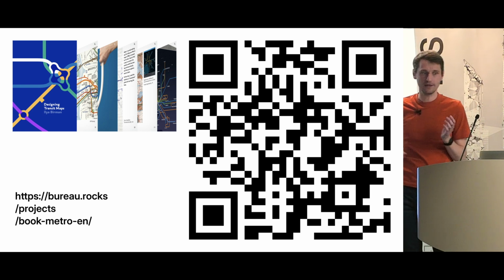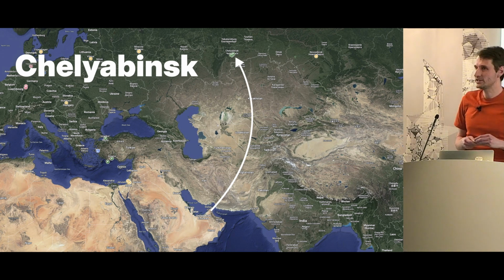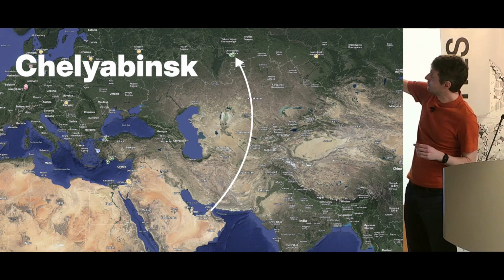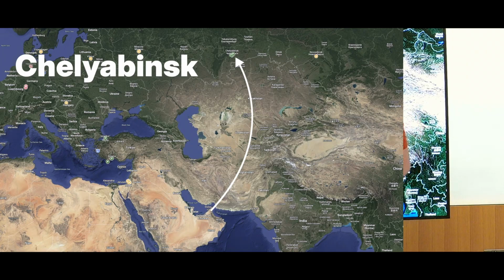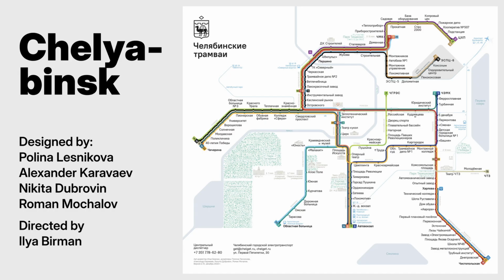I hope it works. And now I want to go through several maps that I either designed myself or was directing the design of, and some other designers did the work, and show you something that I like about them. So I will start with my home city of Chelyabinsk. It's here. It's about a 2-hour flight from Moscow, which is here. And this is our official tram map, which was designed over the years by many people, which I have listed there.